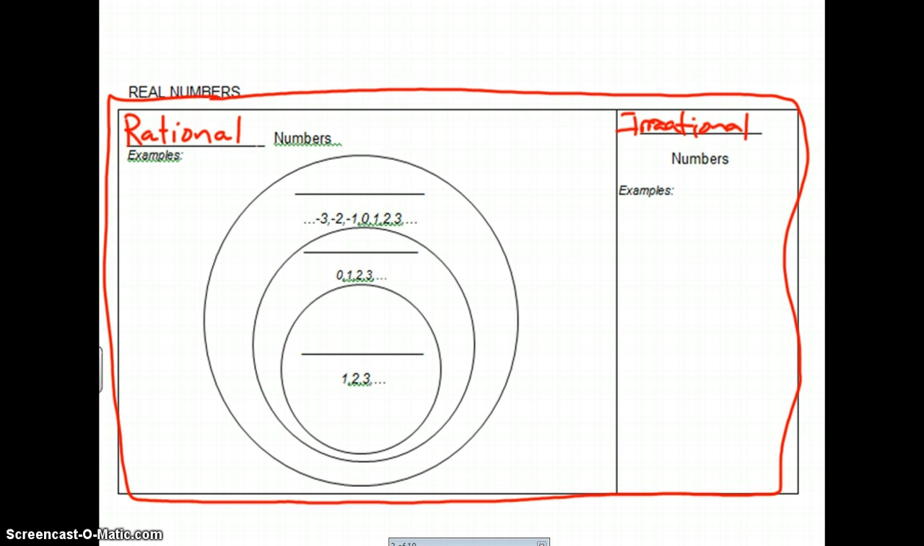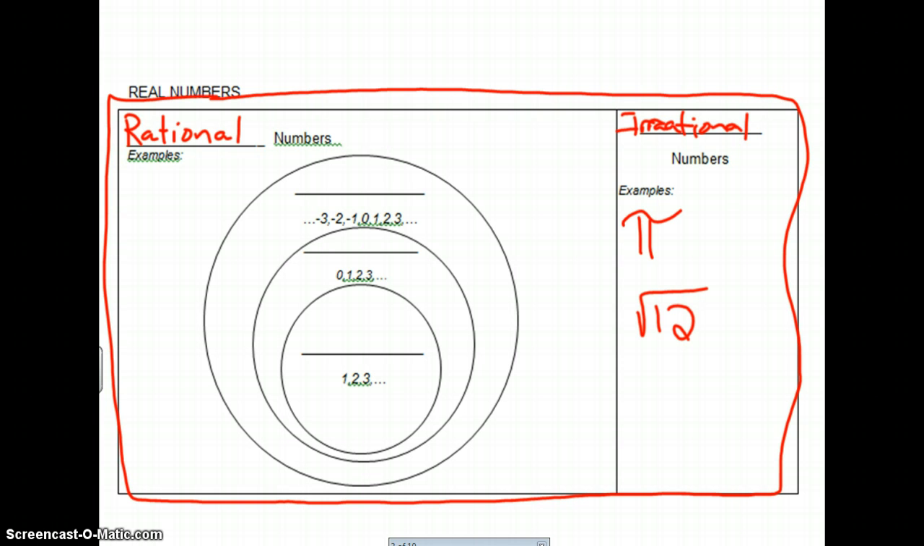Again, irrational numbers cannot be written as a fraction, and they include items like pi. The square root of 12 would fit over here. Again, all of these are numbers that are not able to be written as fractions. They're decimals that go on and on forever without repeating or terminating.